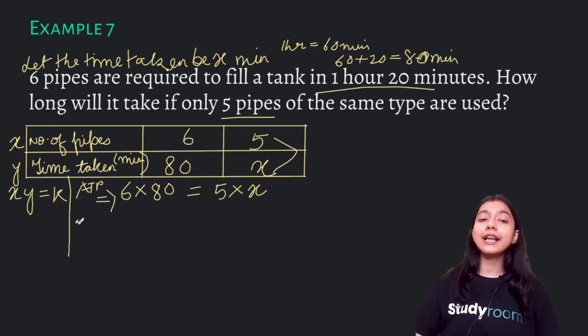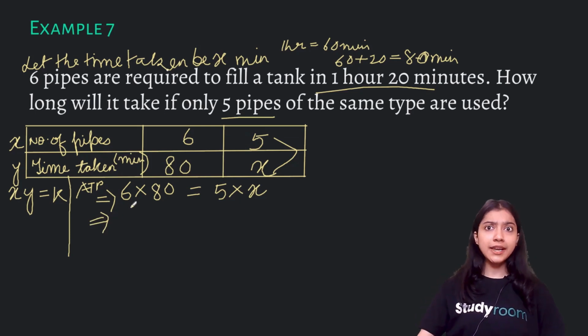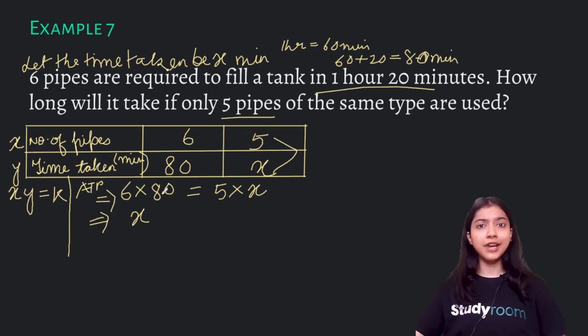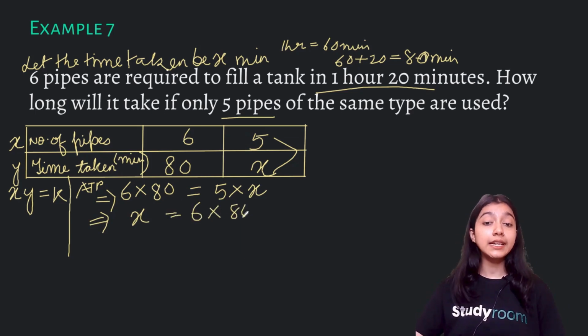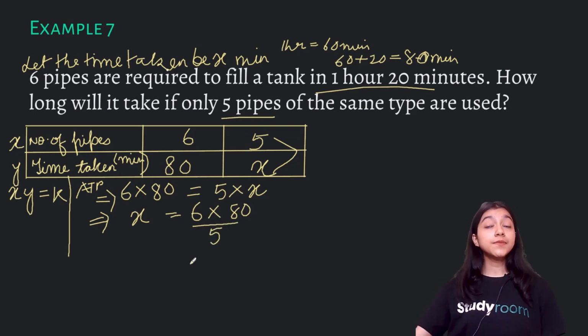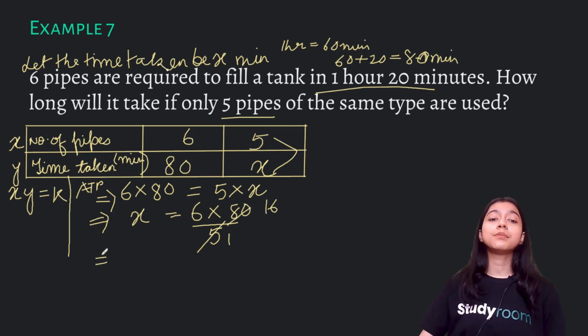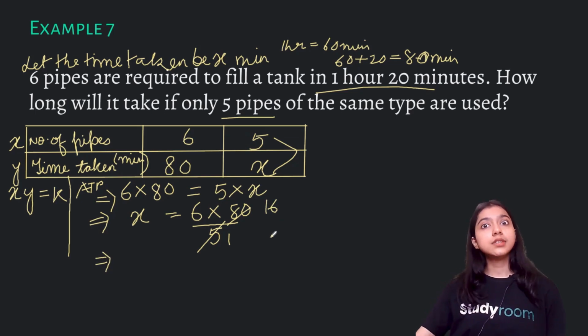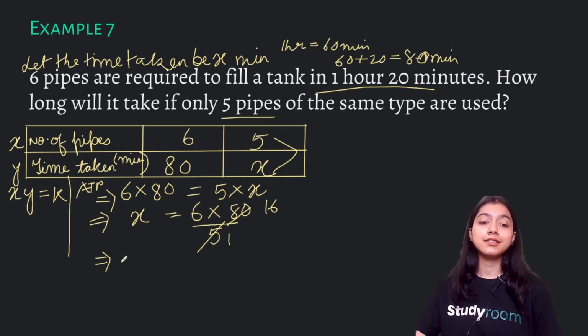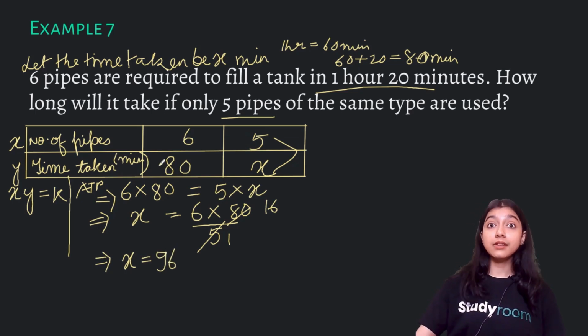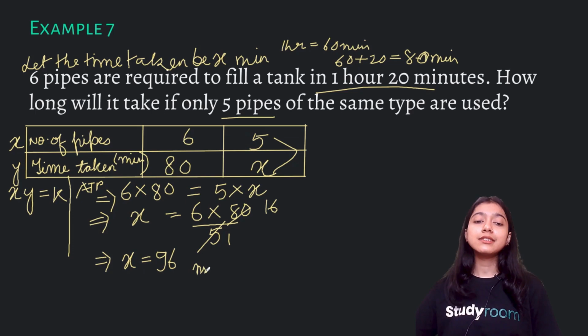Now from here, we will calculate the value of x. What we have to do is very simple. We take x on the left hand side and all the other things on the right hand side. So we are left with 6 multiplied with 80 divided by 5. Now this 5 can get cancelled out with 80. So 5 1 times and 5 16 times 80. Now multiply 6 with 16. 16 multiplied with 6 gives us 96. So we have the value of x as 96. Now x is time, so it will be 96 minutes.